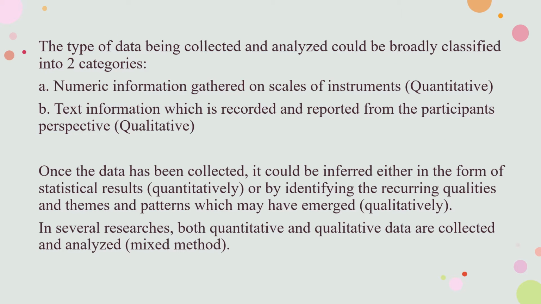The type of data being collected and analyzed could be broadly classified into two categories. Numeric information gathered on scales of instruments, which is quantitative, or text information which is recorded and reported from the participant's perspective, which is qualitative. Once the data has been collected, it could be inferred either in the form of statistical results quantitatively or by identifying the recurring qualities and themes and patterns which may have emerged qualitatively. In several researches, both quantitative and qualitative data are collected and analyzed. This is known as the mixed method.